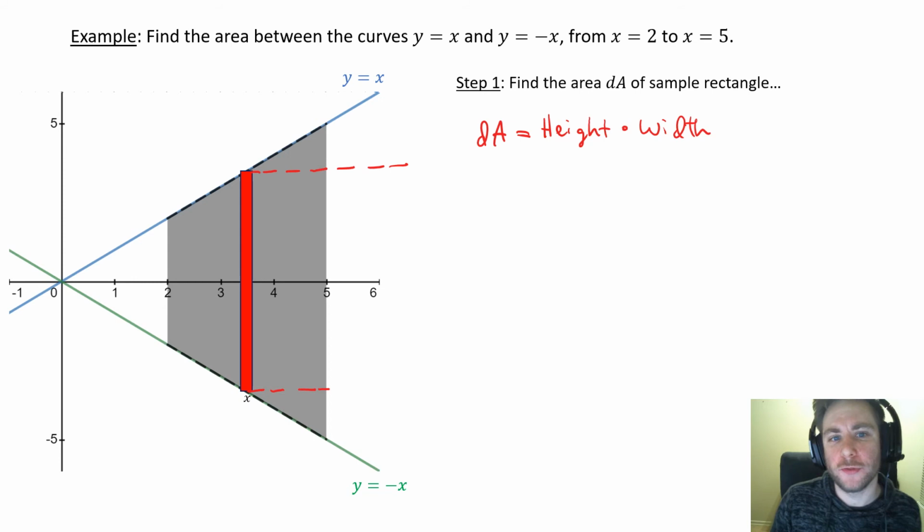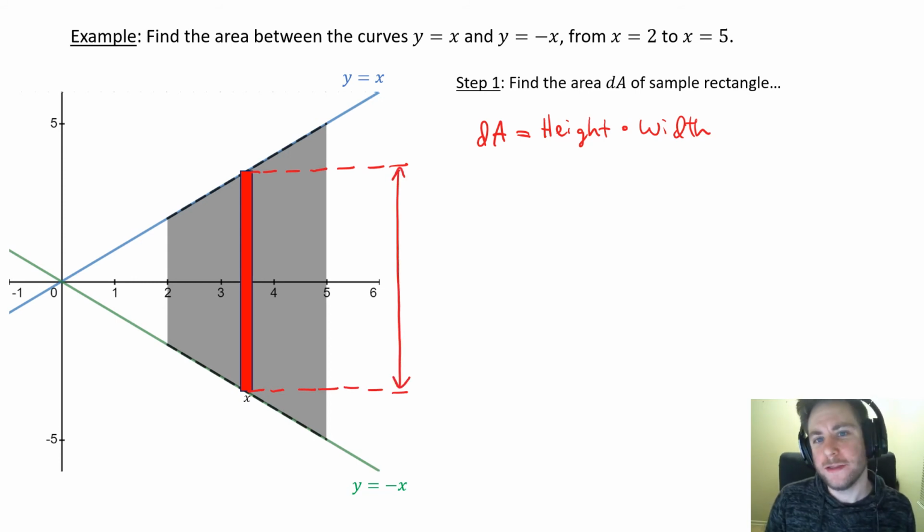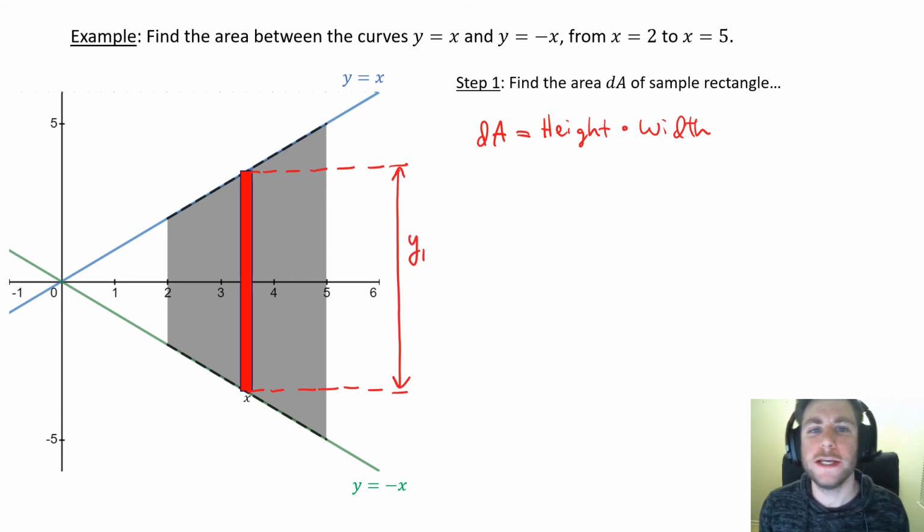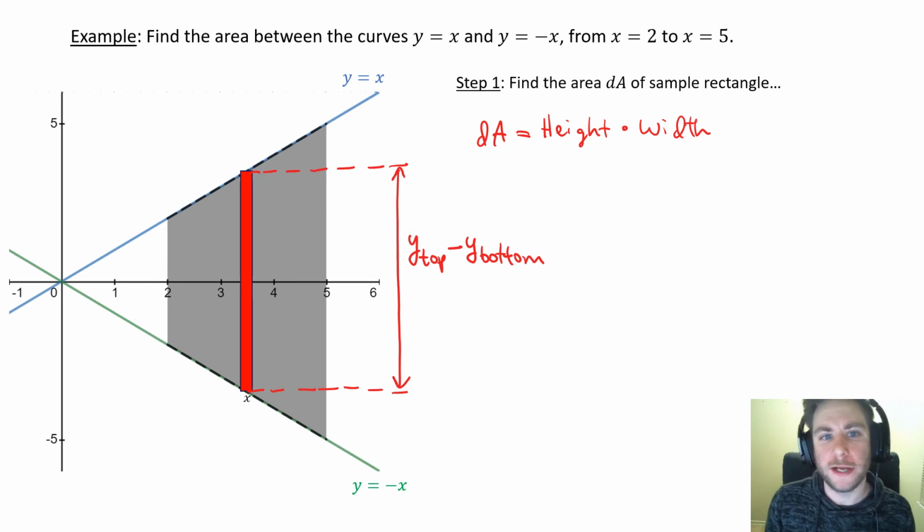So let's think about the height first. We can see that the height is represented by a vertical distance, and a vertical distance can always be thought of as a difference of two y-coordinates, right? The y-coordinate is what tells you the vertical position after all. So the difference of two y-coordinates would tell you how much vertical distance you have. In other words, if we were to take the y-coordinate at the top of our rectangle and subtract the y-coordinate at the bottom, we would have our height.